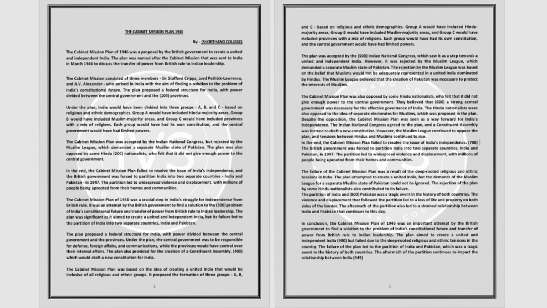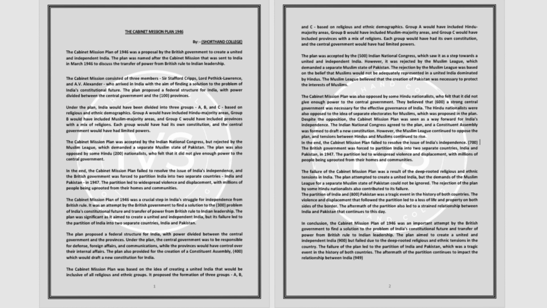Under the plan, India would have been divided into 3 groups, A, B, and C, based on religious and ethnic demographics. Group A would have included Hindu majority areas. Group B would have included Muslim majority areas, and Group C would have included provinces with a mix of religions. Each group would have had its own constitution, and the central government would have had limited powers.